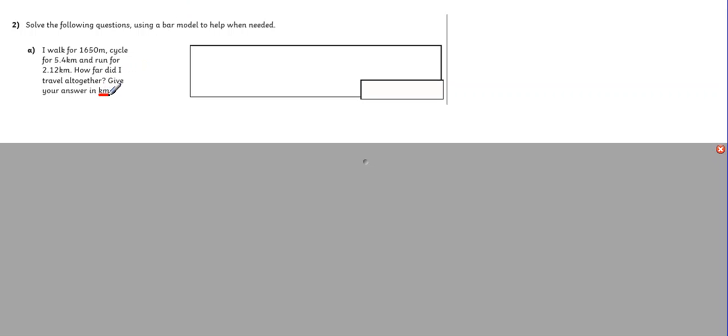Okay, so remember the first thing that you need to do here is you need to convert to be using the same unit of measure, okay? So you've got kilometres and you've got metres and you need to give your answer in kilometres. So I would convert 1,650 metres first of all to kilometres and then add them all together because you're then already in kilometres. Pause the video now and have a go.